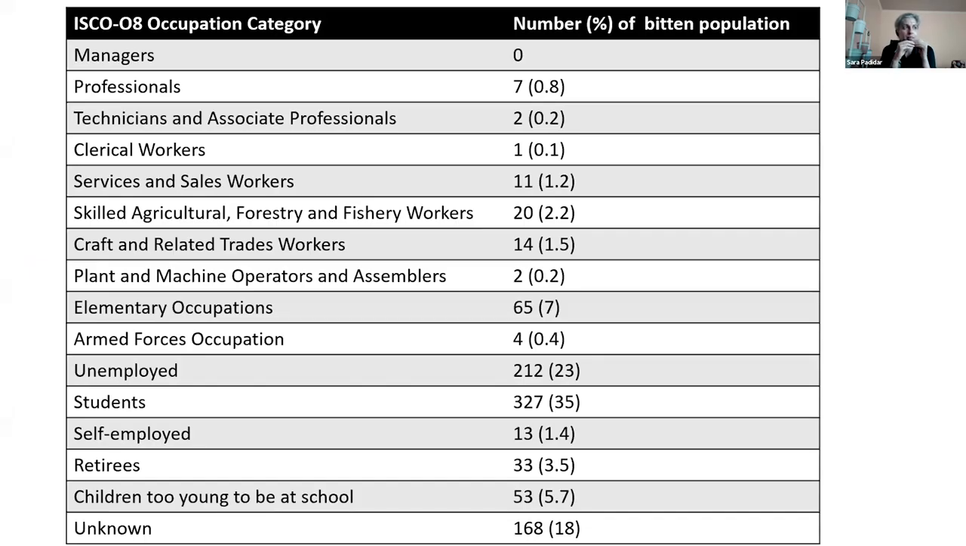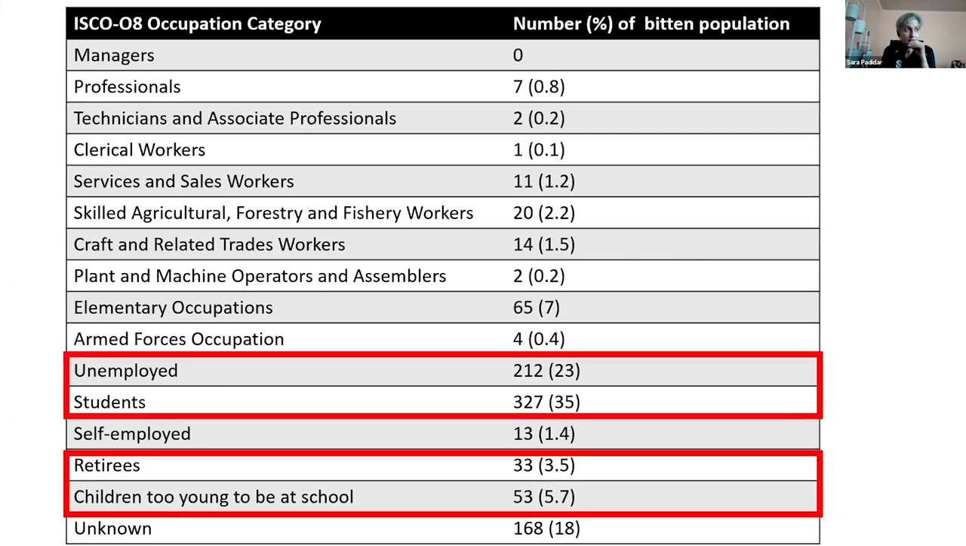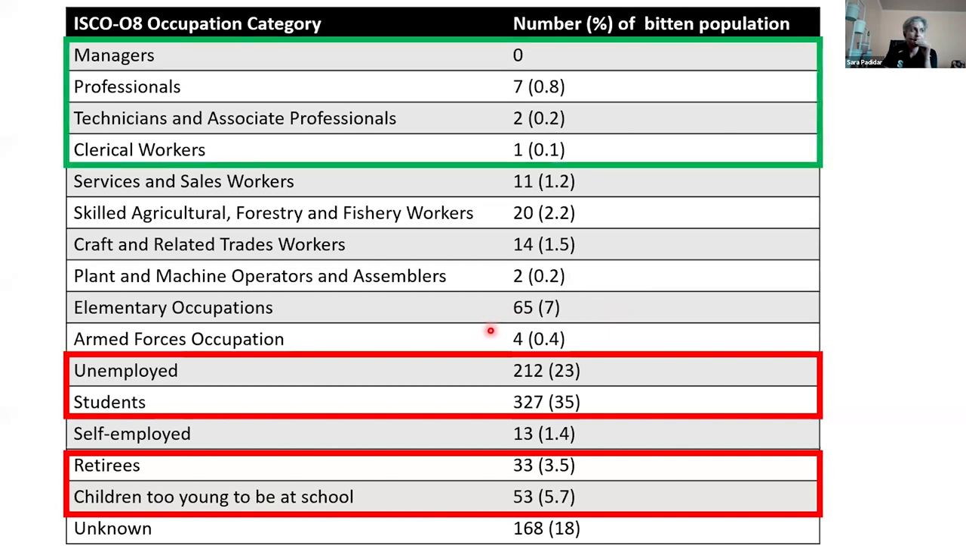Looking at who's getting bitten, just like our previous speaker was alluding to, it is a disease of poverty. So unemployed, students, retirees, and those that are below the age of going to school, as well as the elementary occupation, very low-skilled labor, are at high risk. I do like this slide because it also shows us who isn't getting bitten, and perhaps if the numbers were different, snake bite would be very different around the world. But that's me being cynical.